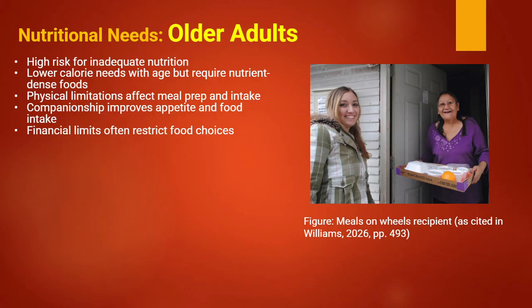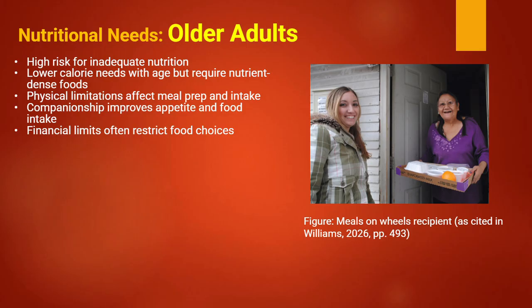Now let's look at the nutritional needs of older adults. Older adults are among the most at risk for inadequate nutrition due to changes in appetite, physical ability, and social circumstances. As activity levels decline with age, calorie requirements may need to decrease to prevent unnecessary weight gain. However, even with reduced calorie needs, older adults still require nutrient-dense foods rich in vitamins, minerals, and protein to maintain strength, immunity, and healing. Physical limitations such as arthritis or poor mobility can make food shopping and preparation more challenging, which increases the risk of relying on processed or convenience foods.